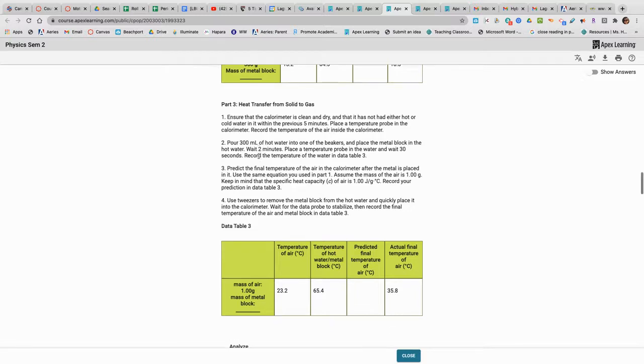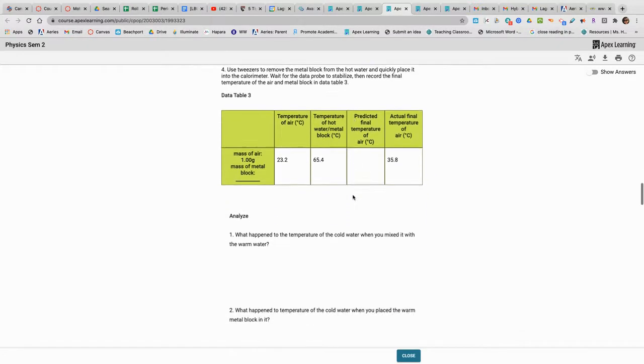Heat transfer from a solid to a gas. This is, again, some procedures that you're going to read through. Specific heat capacity of air, so this is the C in mc delta T, for air is 1, okay?